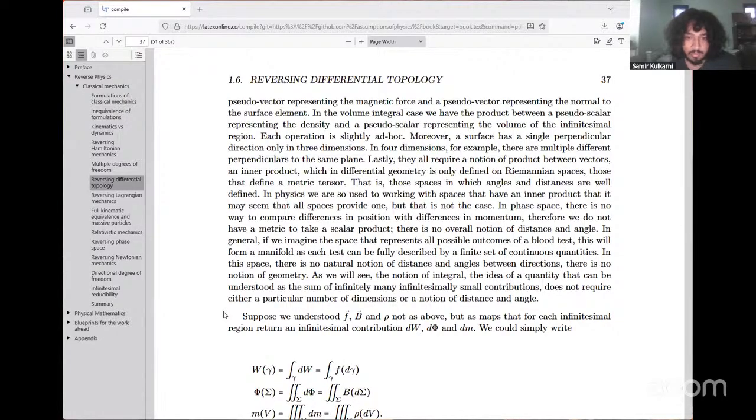As we will see, the notion of integral, the idea of a quantity that can be understood as a sum of infinitely many infinitesimally small contributions, does not require either a particular number of dimensions or a notion of distance and angle.